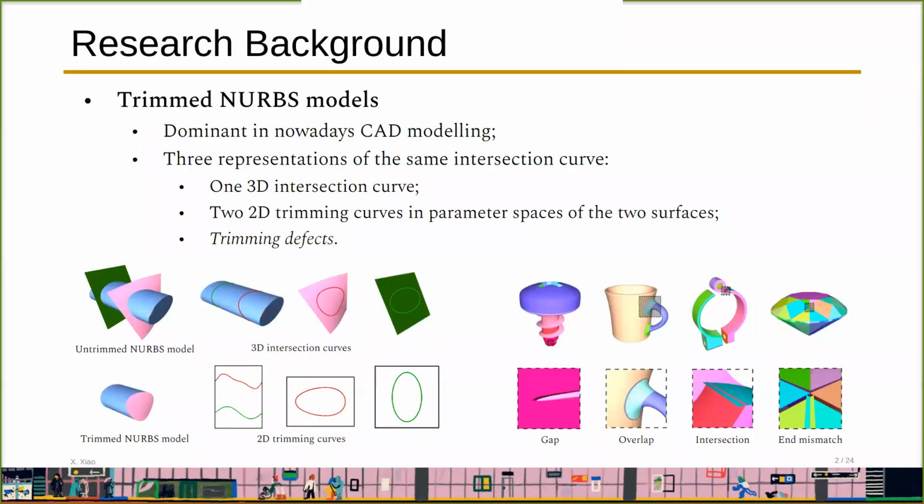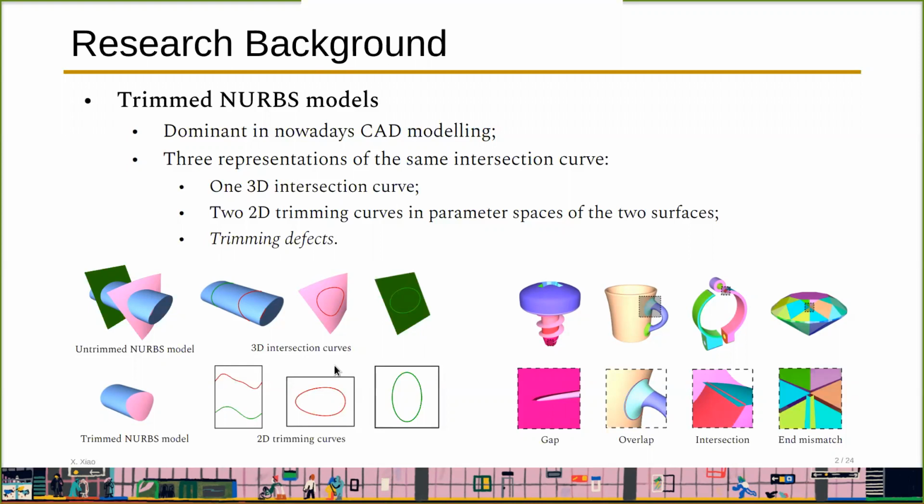I'd like to introduce first what we aim to mesh and repair with our method. In nowadays CAD systems, NURBS models are dominant boundary representations, which we call BREP. In a BREP, the boundary curve of each surface has three representations, including one 3D intersection curve and two trimming curves in respective parameter spaces.